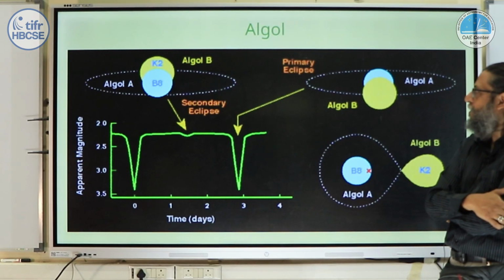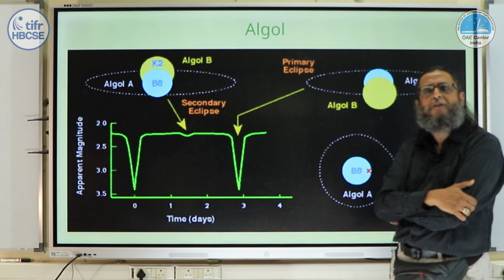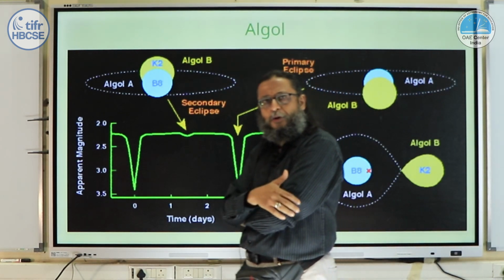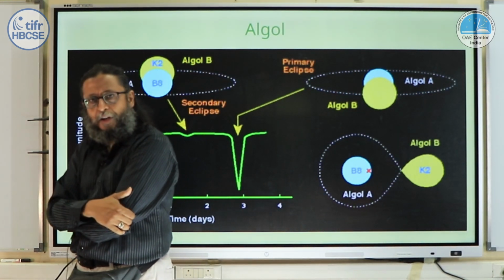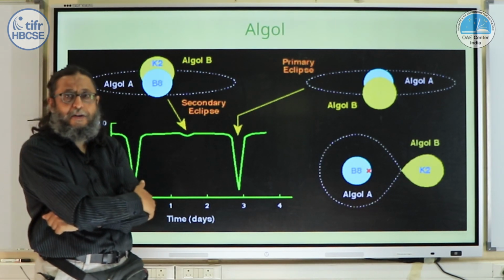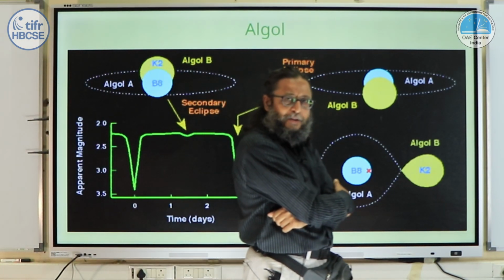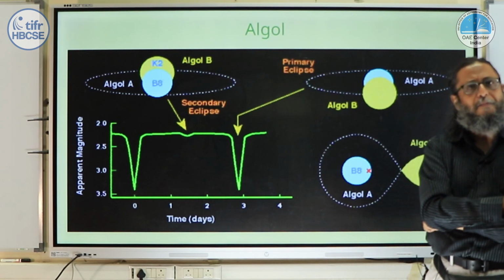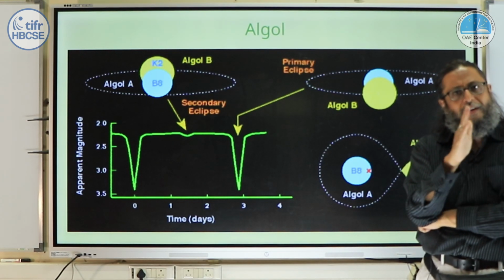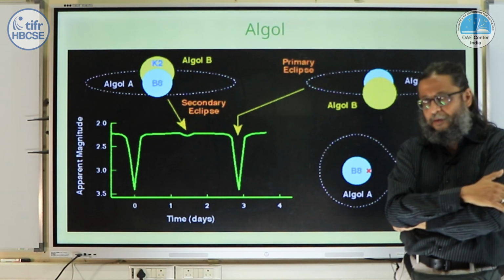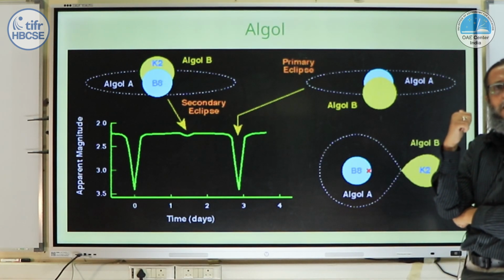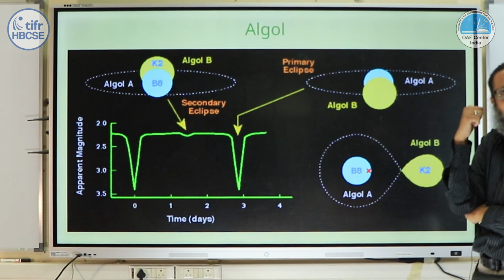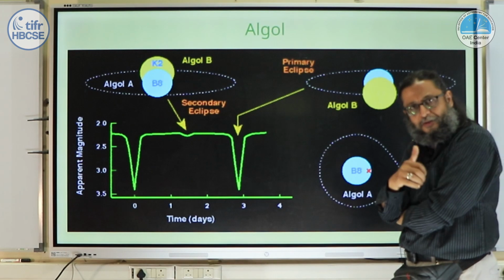Now we will look at a very, very interesting binary star system, the Algol system. It was actually known as the demon star. So, this star system had been a mystery. Let's see, why is this star a mystery and how do we resolve the mystery?